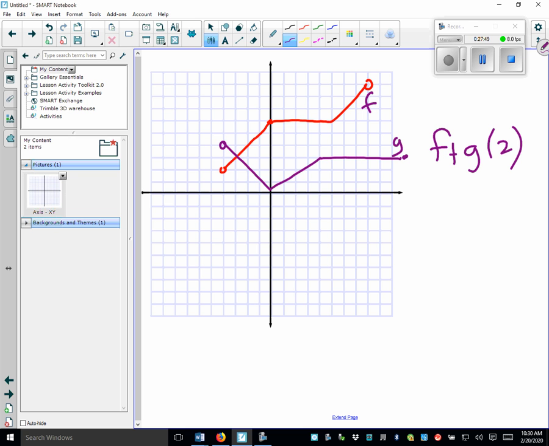What's F of 2? What's G of 2? And you add them together. That's what plus means. It's that simple. So what? So what is this?